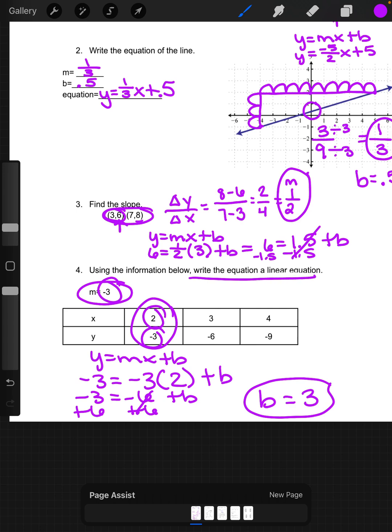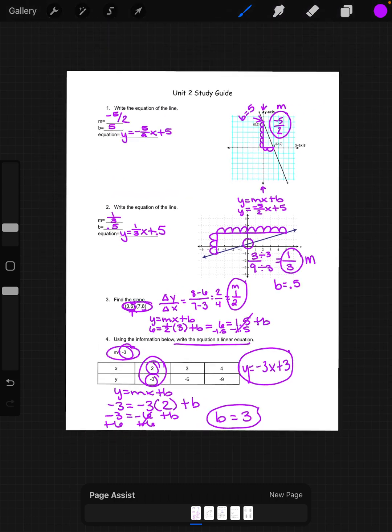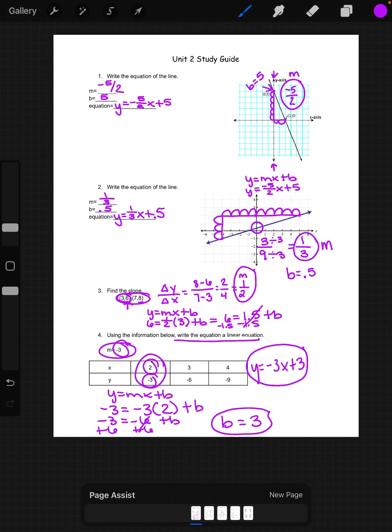So they said to write the equation for the linear function. So I'm going to take it, and y equals, my slope was -3, x plus the b I just found, 3. That is page 1 of the Unit 2 study guide. So I'm going to move on to page 2.